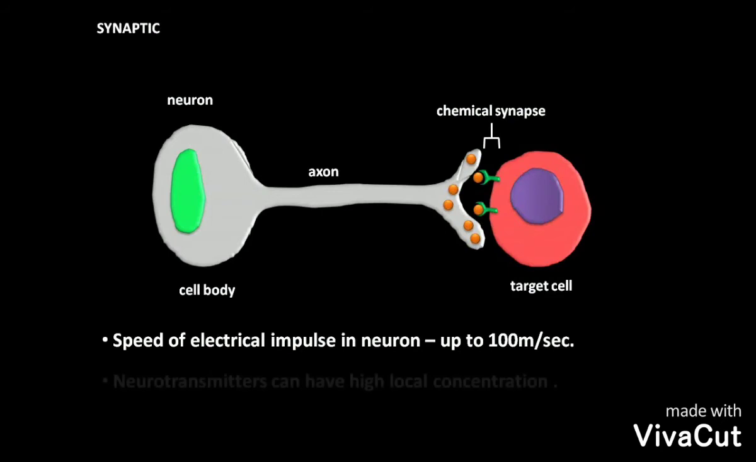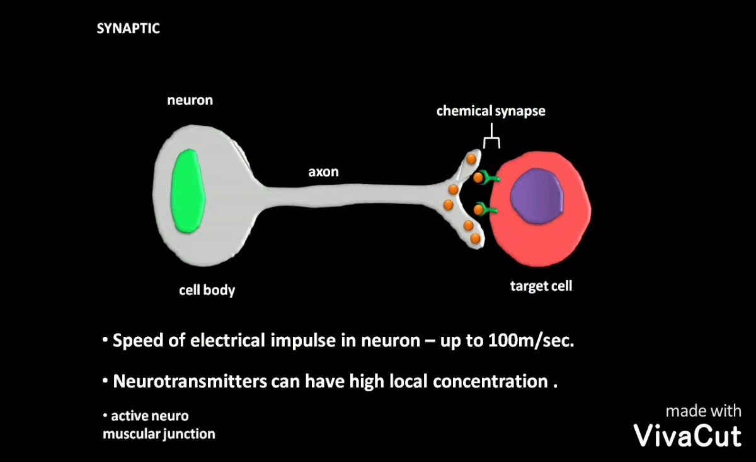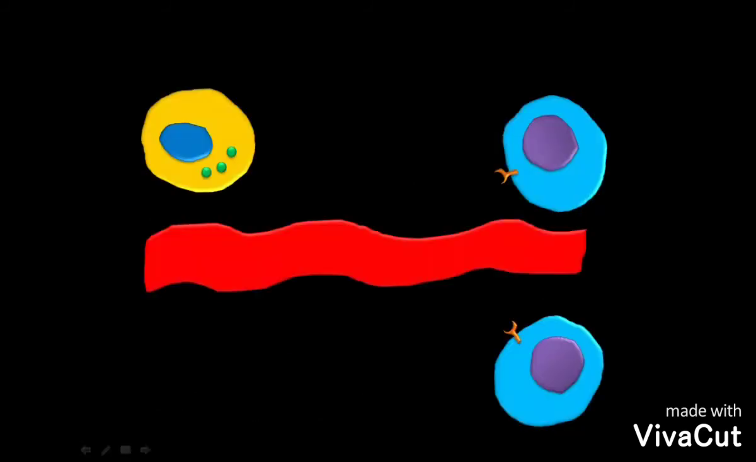Here, the neurotransmitters can have high local concentration. For example, the synaptic cleft in the active neuromuscular junction contains 5 × 10^-4 molar concentration of acetylcholine. The fourth one is endocrine signaling.